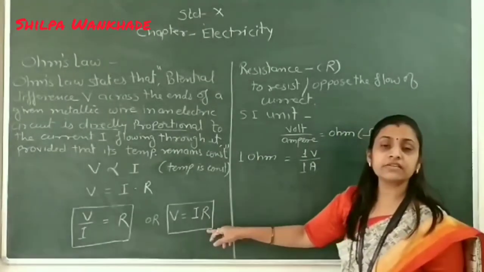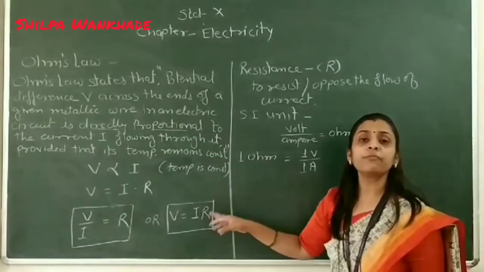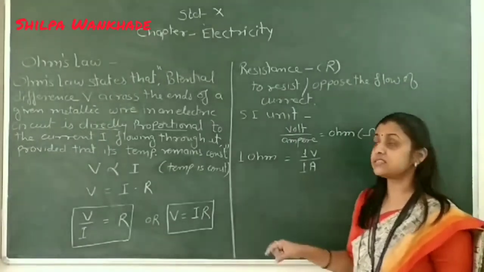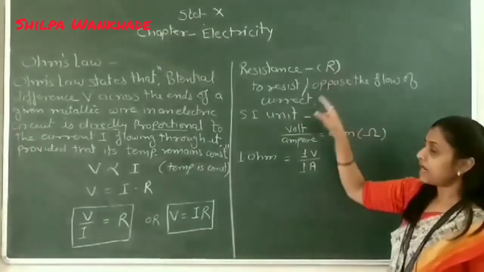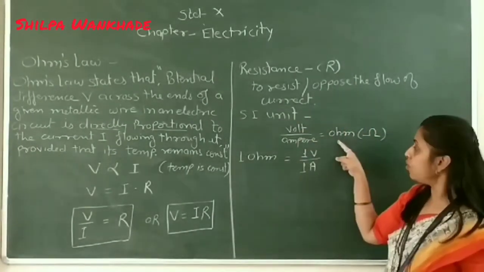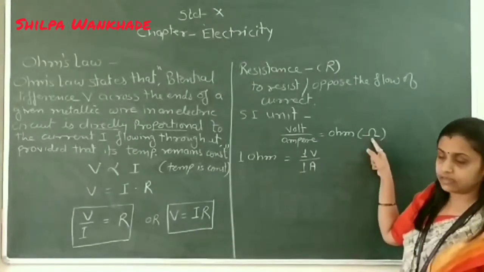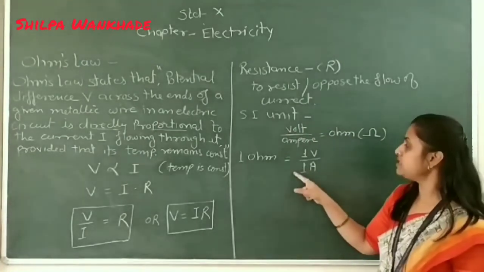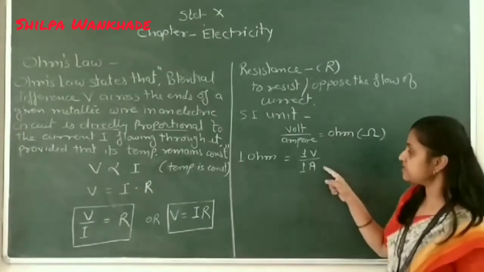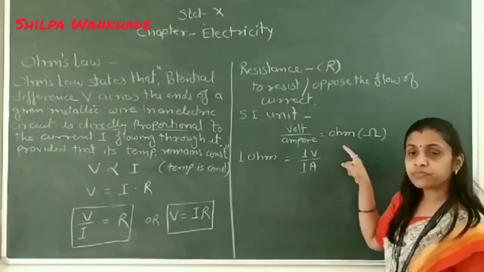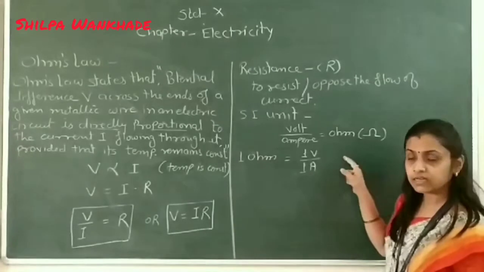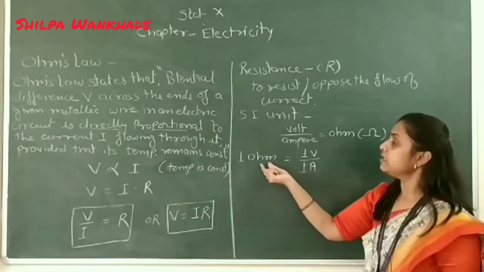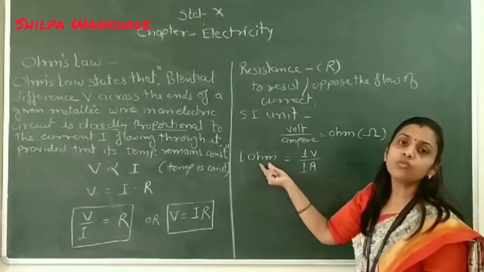And how do we define resistance? Resistance is the property of the conductor which resists or opposes the flow of electric current. Resistance is always denoted by capital R, and its SI unit is volt per ampere, that is called ohm, which is denoted by this Greek letter. From the SI unit we can easily define 1 ohm: when the potential difference across the two ends of a conductor is 1 volt and the current flowing through it is 1 ampere, then the resistance of the conductor is said to be 1 ohm.